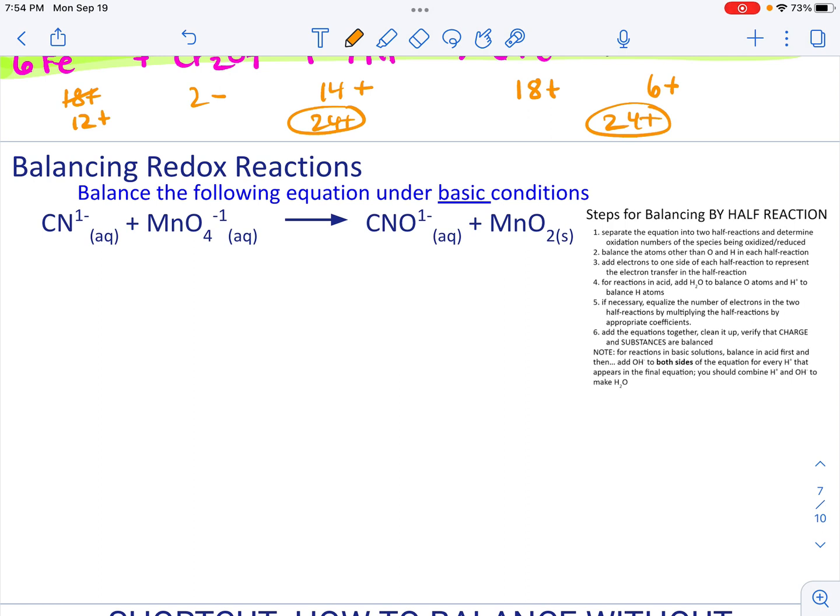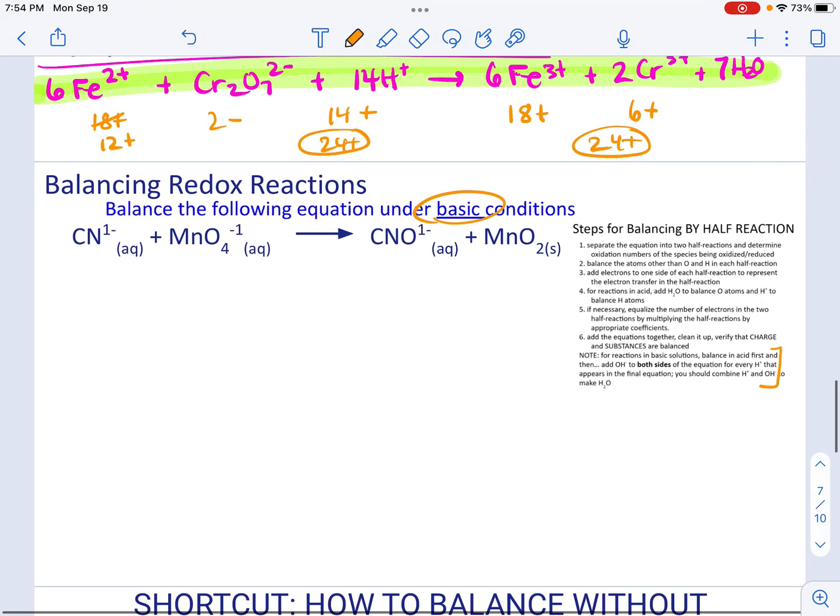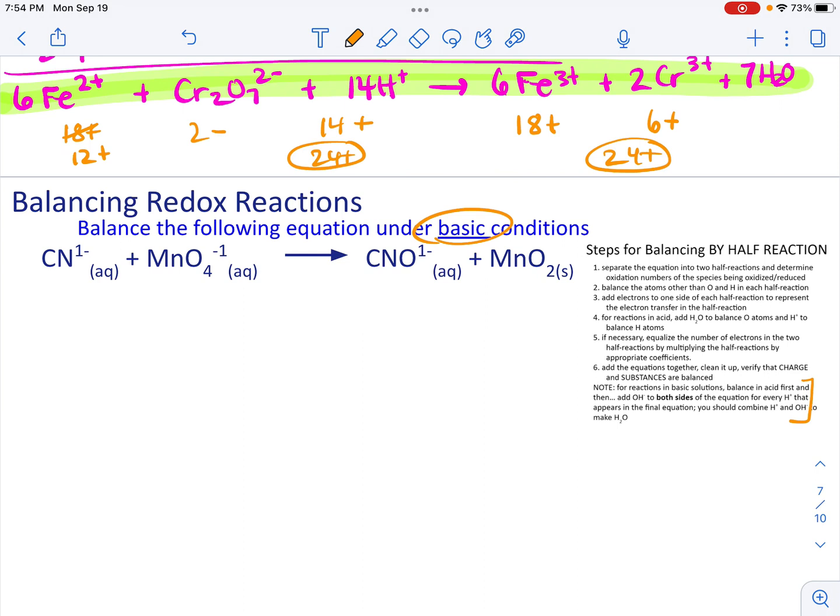So let's come back in, and now we're going to do this in basic solution. So the only thing that changes is we do this exactly the same way as we just did in acidic solution, but we pretend that it's acidic and then we transfer it to basic. Other textbooks may tell you to do it differently, but if you do it this way, it lets you check with your substance and your charge. Okay, so I'm a big fan of making sure that you have answers that you can check.